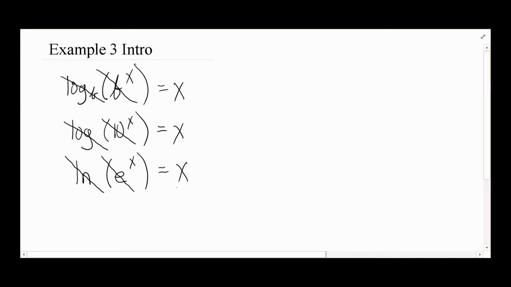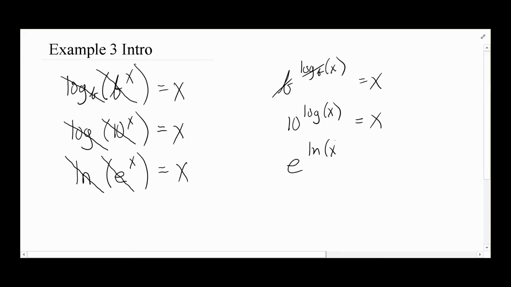Now we could do similar with the other inverse relationship that's not as important. What I have written here is the most important part. But remember that we also had b raised to the log base b of x equals x. So similarly, we could say 10 raised to the common log of x would also be x, as e to the natural log of x would also just be x. Let's go ahead and see that in use now.